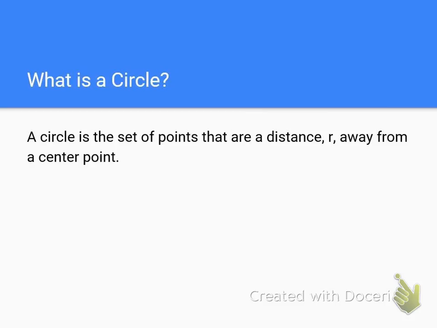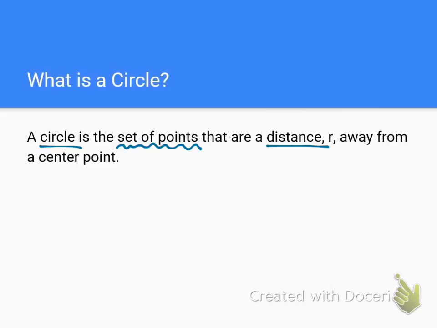Okay, so first of all, we have the definition of a circle. This is kind of like a college level definition, I guess. So not just, oh, it's that round thing, but more specific. A circle is the set of points that are a distance r, right? We would think of that like the radius. They're a certain distance away from the center point.